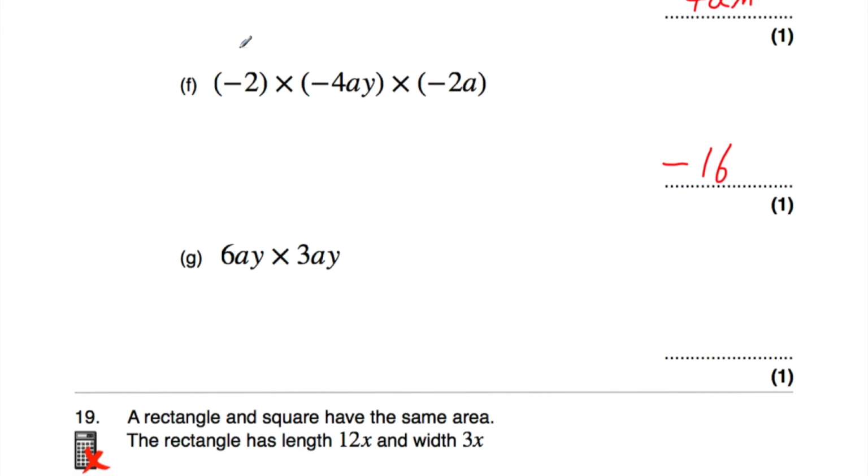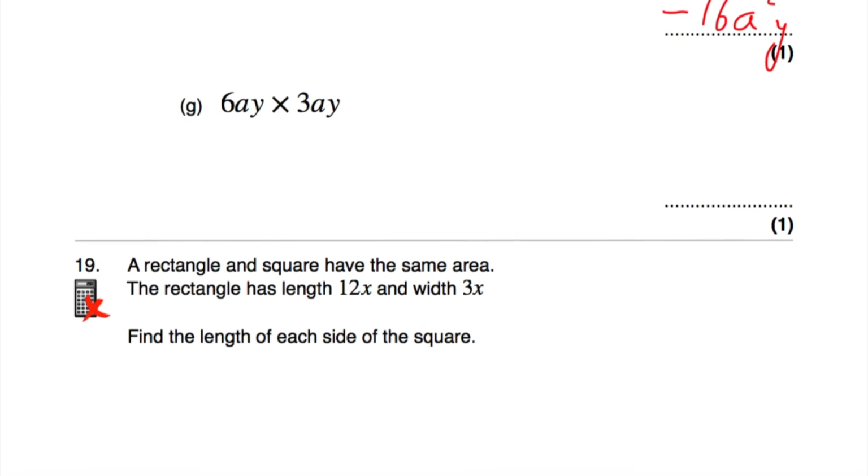And just to check that, a negative times a negative is a positive, times a negative is a negative, and 2 times 4 times 2 is equal to 16. That's negative 16. Now let's deal with the letters. We've got ay multiplied by a. Well, a times a is a squared, and then we've just got our y. So the answer would be negative or minus 16a squared y. And that's it. Okay, let's have a look at our next part, part G.